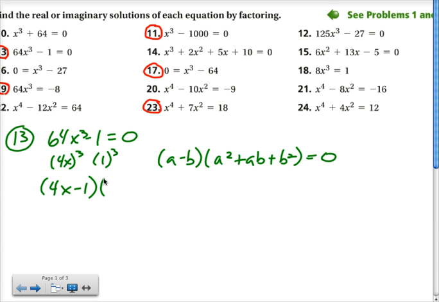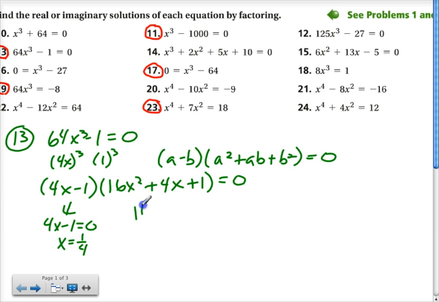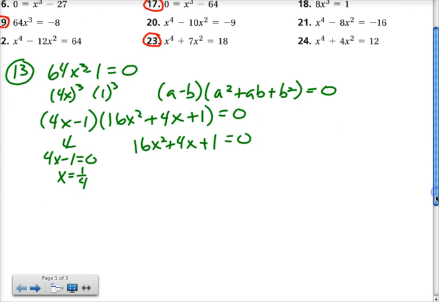And then if you take 4x and you square it, the entire quantity, you're going to get 16x squared. A times b will give you 4x, and then 1 squared, of course, is just going to be 1. So the first zero here, we'll set 4x minus 1 equal to 0, and then we'll add 1 and divide by 4, and we get a nice little 1/4. But then we have this monster. And again, not factorable. So we're either going to complete the square or we're going to use the quadratic formula, and I'm going to go ahead and complete the square.